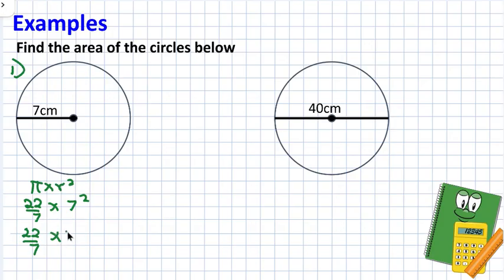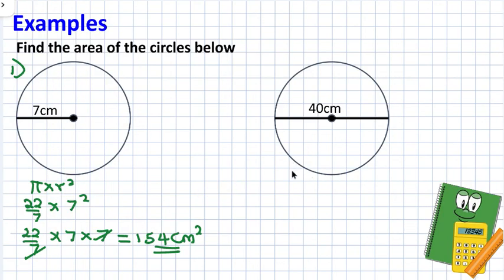So we have 22/7 times 7 squared, and 7 squared is 7 times 7. If this 7 divides the 7, we have 22 times 7. That would give us 154. Since the unit is centimeter, I'll write centimeter, then I'll put a square, centimeter squared. So that's the value of the area.